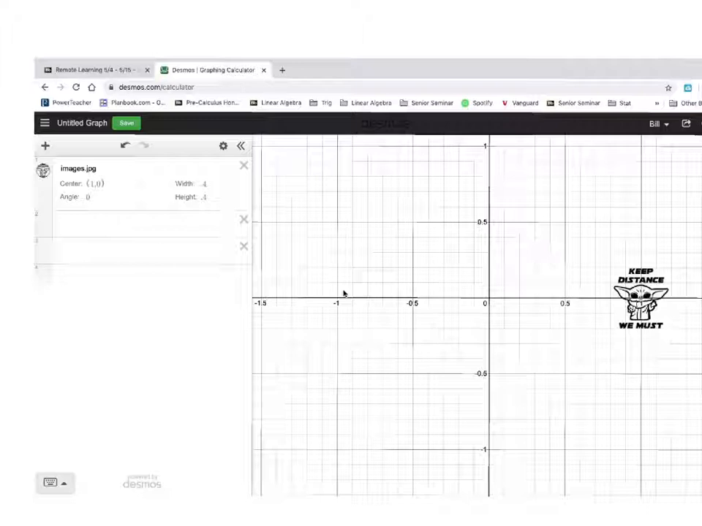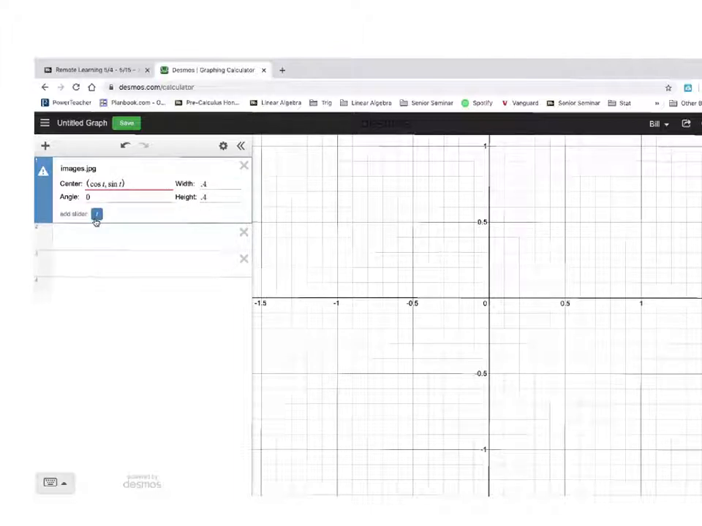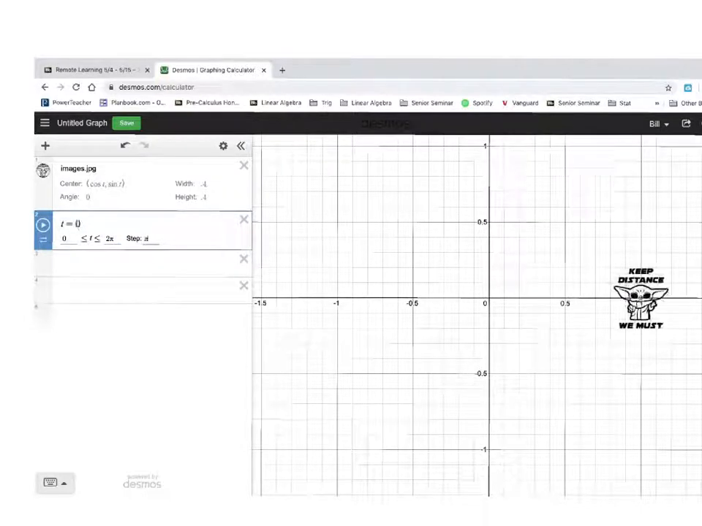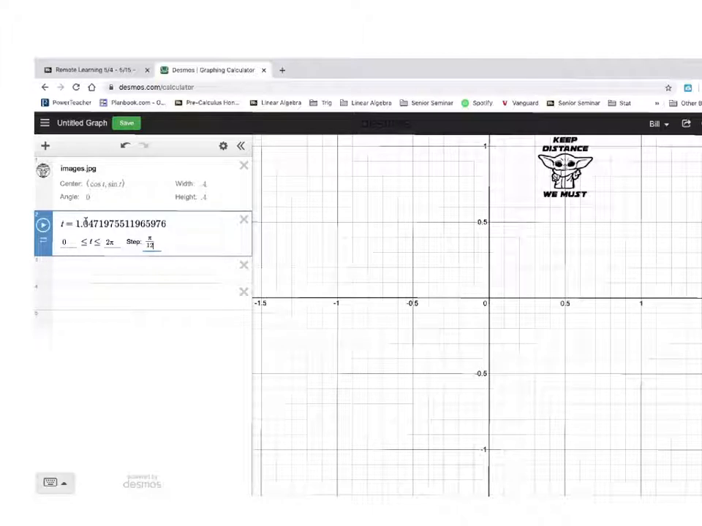What I'm going to do is modify baby Yoda so he follows the path of the unit circle. I'll do this by changing the center on the image there. Instead of (1, 0), I'll set the coordinates at cosine of t, sine of t. We remember those as our x and y coordinates on our unit circle. And I'll add a slider for t, letting the parameter run from 0 to 2 pi. I'll make the step rather small, maybe 15 degrees or pi over 12.